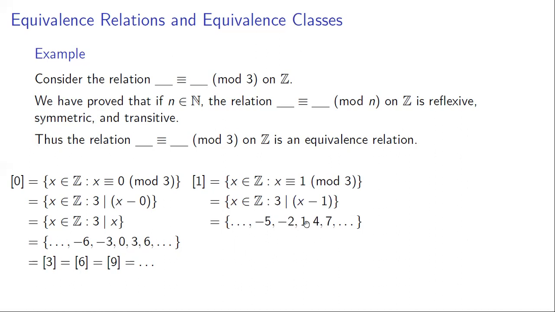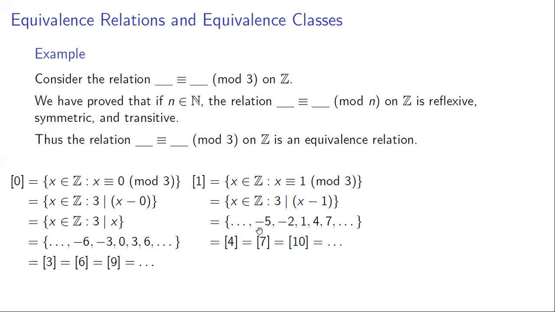Now, we can go further and say, well, what is the equivalence class of 4? Well, since 4 is in this equivalence class, and everything in this equivalence class is related to everything else in this equivalence class, this equivalence class itself will also be the equivalence class of 4. And it will also be the equivalence class of 7, and the equivalence class of 10. And we can also go in the negative direction, right? The equivalence class of -2, the equivalence class of -5, the equivalence class of -8, and so on and so on.